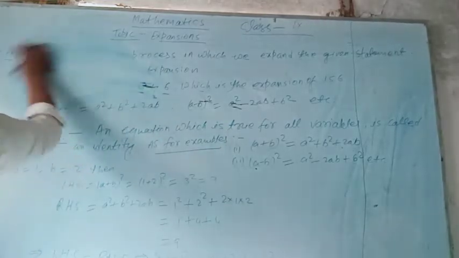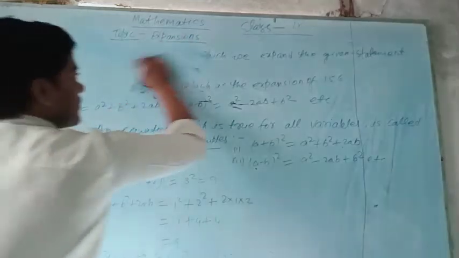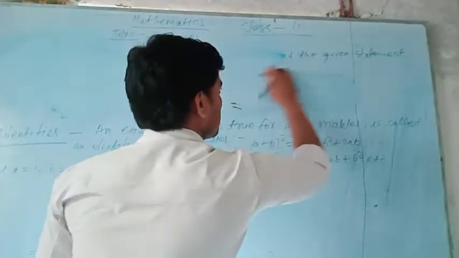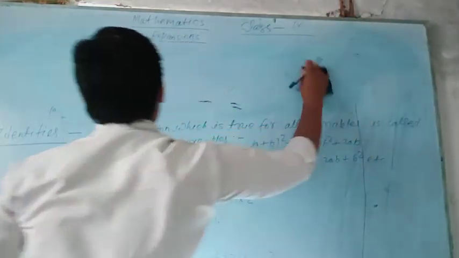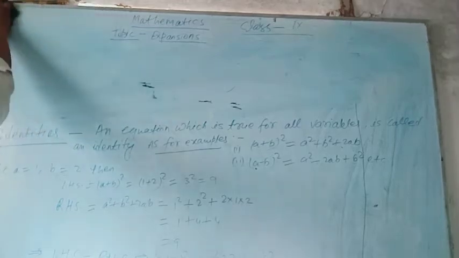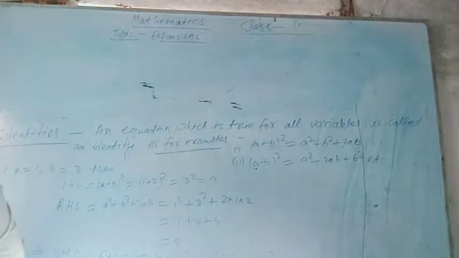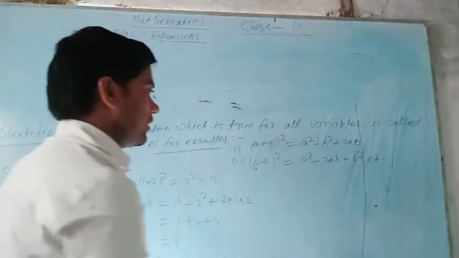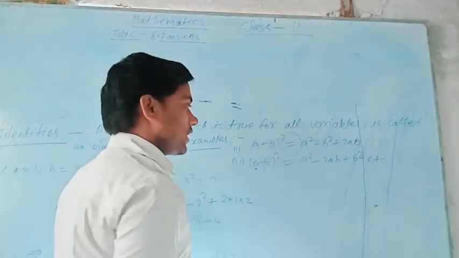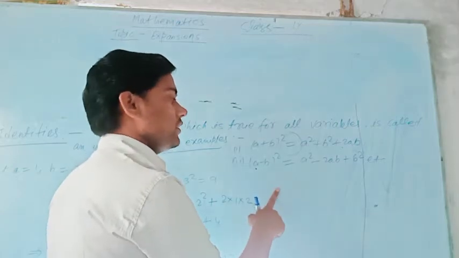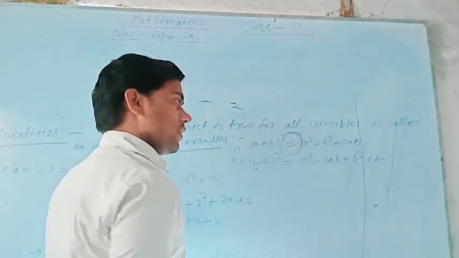An equation, it means every equation is not an identity, but every identity is an equation. For being an equation, only the sign of equality should be there, but for being an identity, the sign of equality should be there, and it is true for all variables. Here variables are a and b.